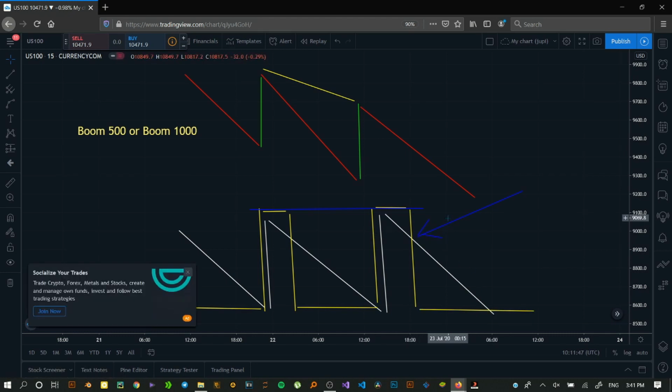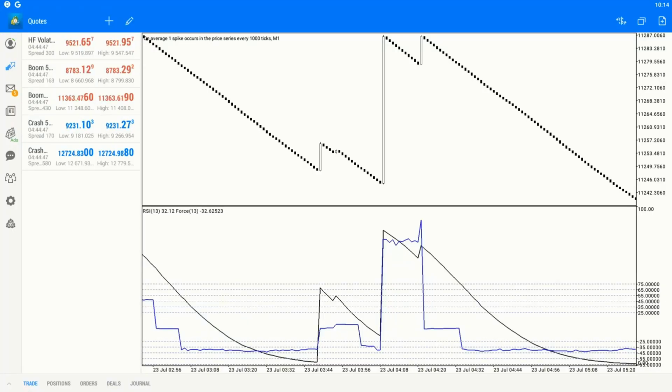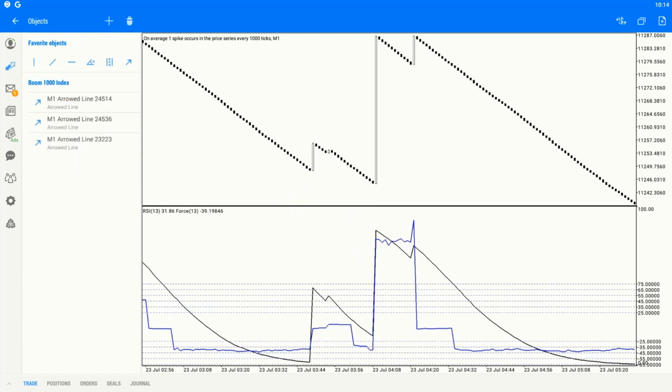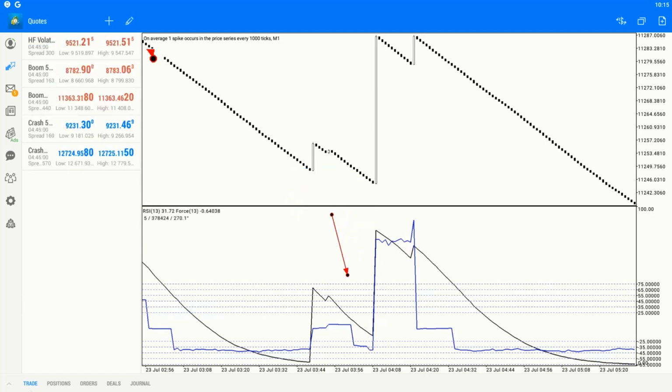Now let me show you on the chart. Alright guys, now let me show you some of the illustrations. This chart is Boom 1000. We have a blue line that's called force, and this black line is RSI, and these dotted lines are the force levels. If they are at the upper or positive level, that means the force is bullish on Boom 1000 or Boom 500, that means there is a spike. And if they are negative or at the lower level, there is no force or no spike.